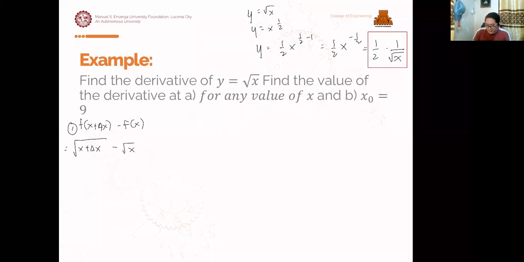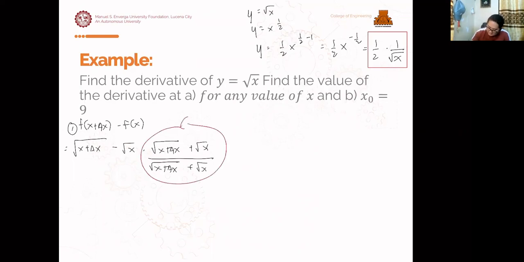Okay? And paano tayo nagsisimplify ng radical sign na ganito? So what we can do is to get the conjugate of the given function. So conjugate, ibig sabihin, same lang yung value, same lang yung terms, basta different lang yung sign ng second term. So ibig sabihin, multiply mo siya by square root of x plus delta x plus square root of x all over square root of x plus delta x plus square root of x. So again, ito ay yung ating conjugate.